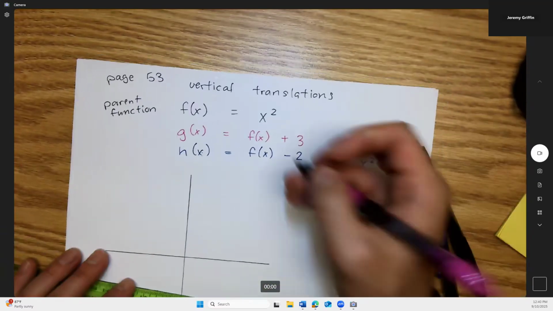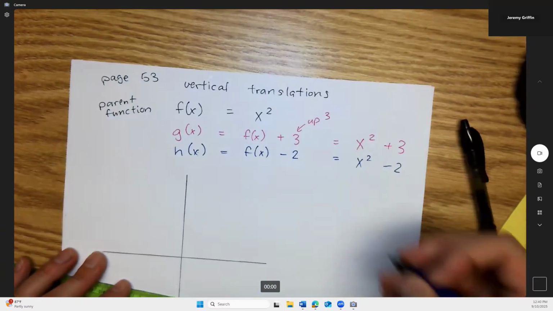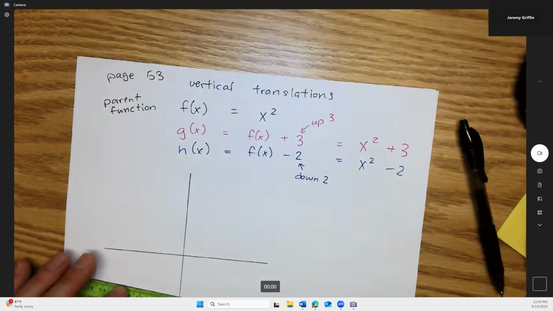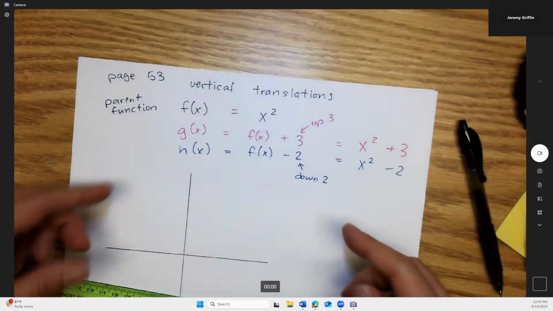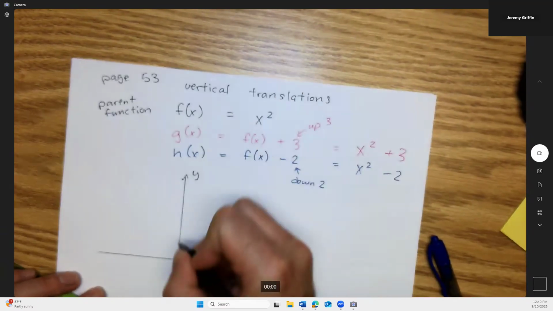So this would be, in this case here, up 3, or this could be down 2. That's it. That's the rules. All right, so up 3 or down 2. There are different functions going on. All right, so let's go x-axis here. Let's go y-axis here. Go.